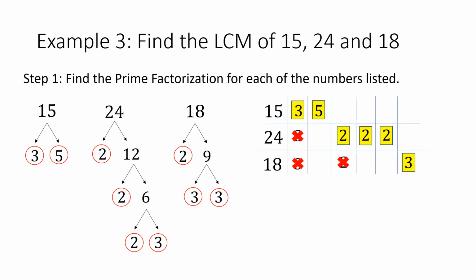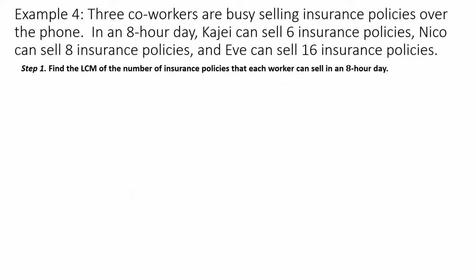And so to find the LCM, you're going to be multiplying the remaining prime numbers together. And so the LCM for 15, 24, and 18 is going to be 360. So let's look at example 4, a word problem.